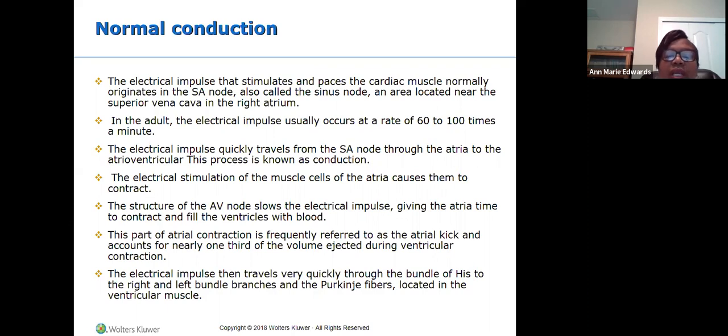The electrical impulse then travels very quickly to the bundle of His from the AV node, and then to the right and left bundle branches, and then to the Purkinje fibers located in the ventricular muscle. So here again, you get a nice little summary of the conduction of impulse through the heart.